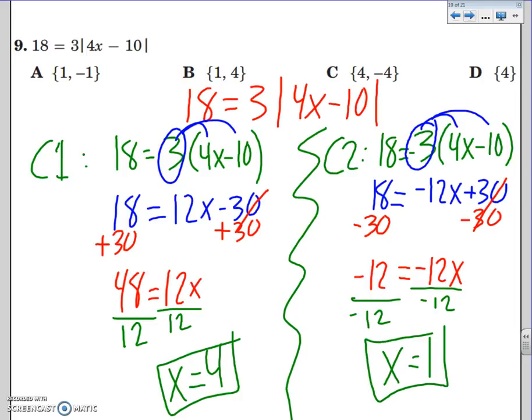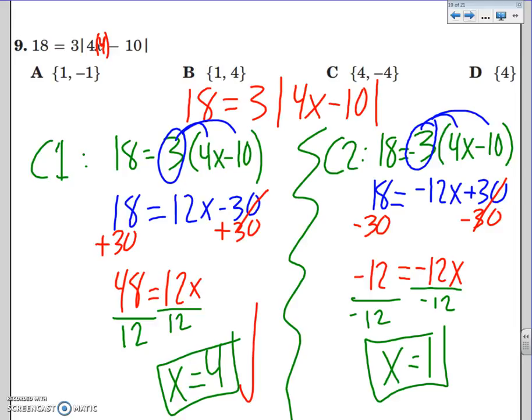Alright, remember, you must check this. If you see in the answer choices, B has both 1 and 4. D has just 4. Maybe one fails. So, if I plug in 4 right here, 4 times 4 is 16, minus 10 is 6. Absolute value of 6 is still 6. 3 times 6 is 18. 18 equals 18, that's good.